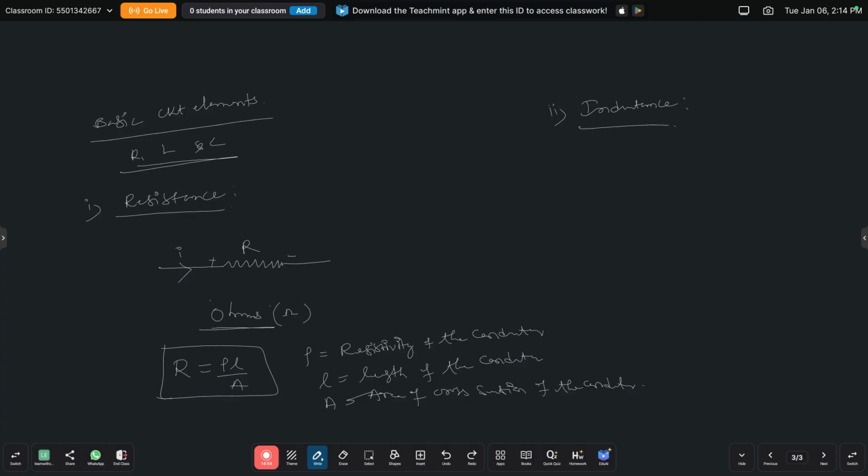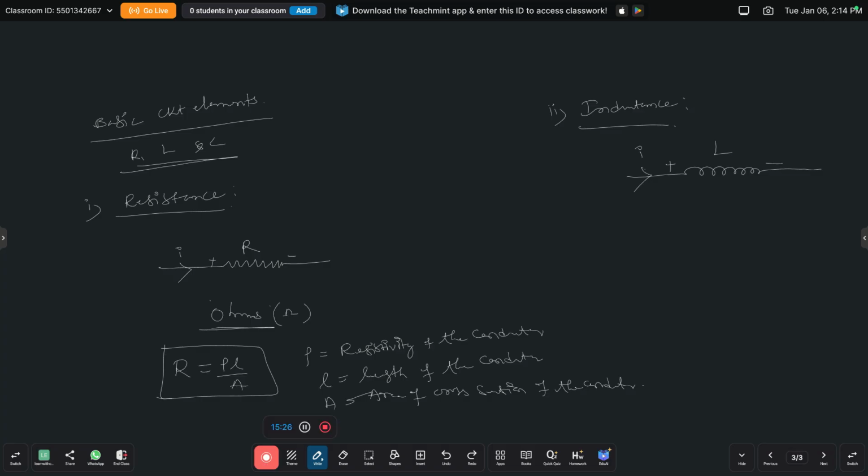The second circuit element is the inductance. So see here the inductance. This is the symbol of inductance. Here also we are just assuming the current direction. Suppose this is the direction of flow of current, that is, current flowing is I. So here also the current is entering in this direction. This is the entering plus and this is the minus, which is represented by the symbol L.